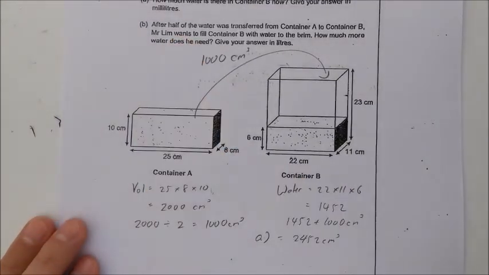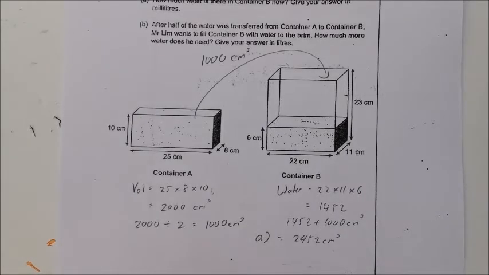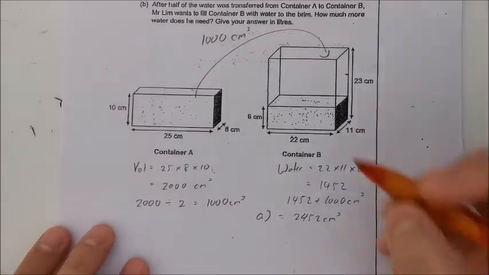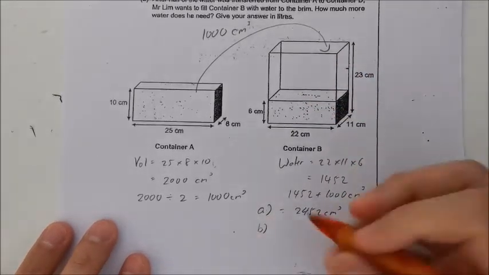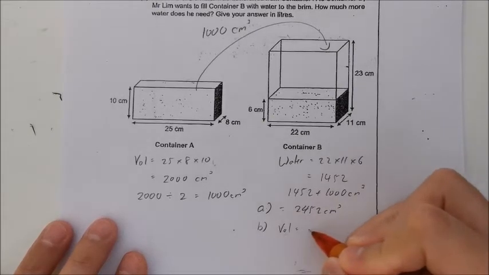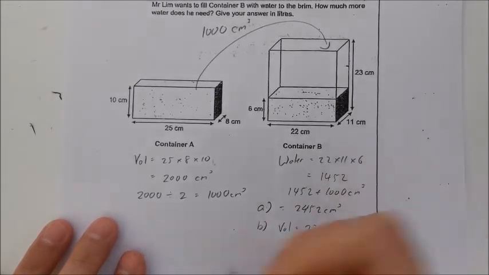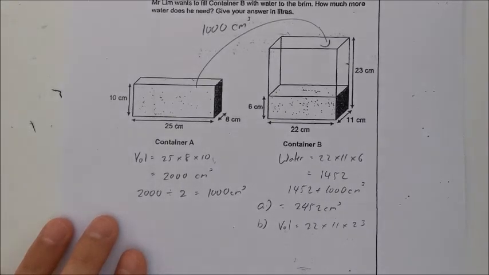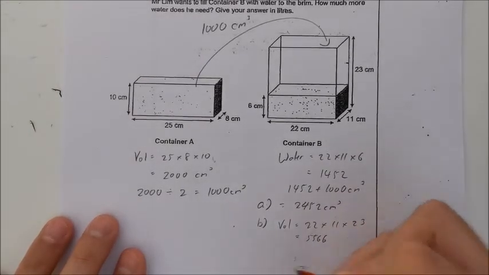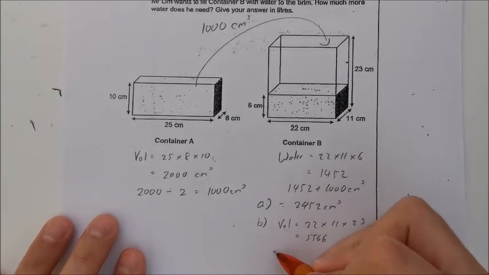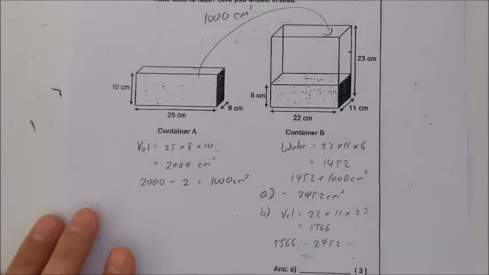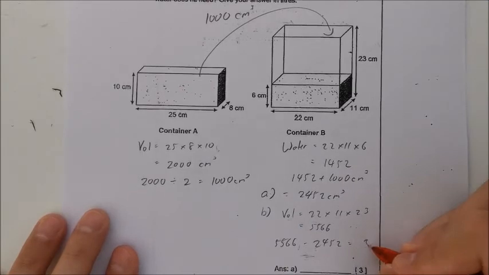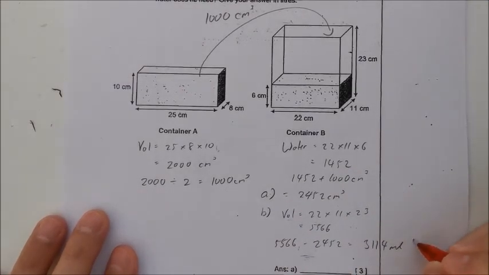And for part B, after half the water was transferred from A to B, Mr. Lim wants to fill container B with water to the brim. So how much water does he need? Give in liter. First of all, we need to find out how much water B can take. The total capacity will be the volume. It will be 22 times 11 times 23. It's 5566. So the amount of water required will just be 5566 minus 2452. And we have 3114 ml or cubic centimeter.